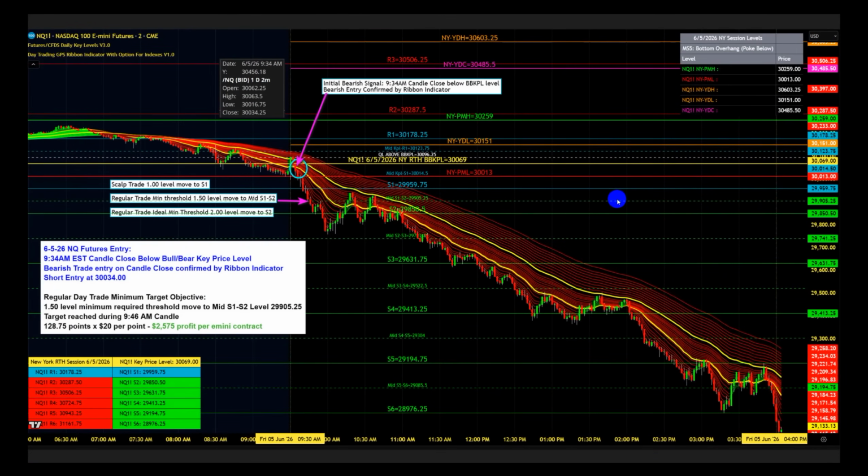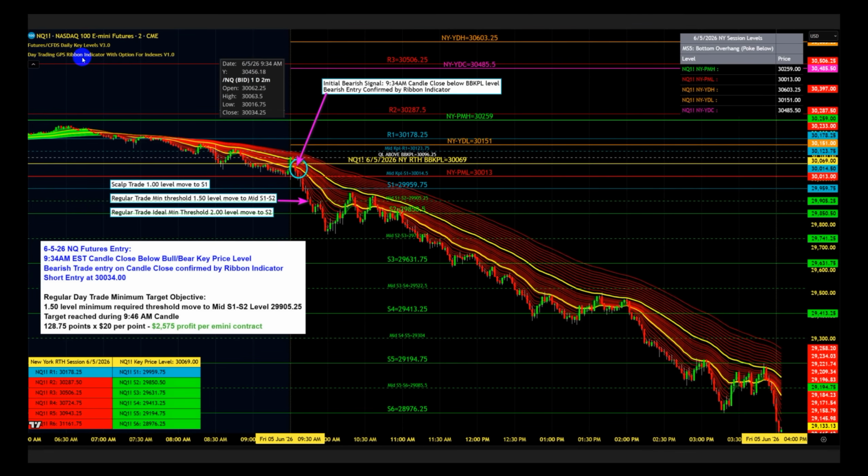One NASDAQ futures trade. $2,575 in profit per regular E-mini contract in less than 20 minutes. But the profit itself is not the focus. What matters is how the trade was identified, executed, and managed using a structured, rules-based trading framework built around two indicators: the Day Trading GPS Futures Daily Key Levels Indicator and the Day Trading GPS Ribbon Indicator.